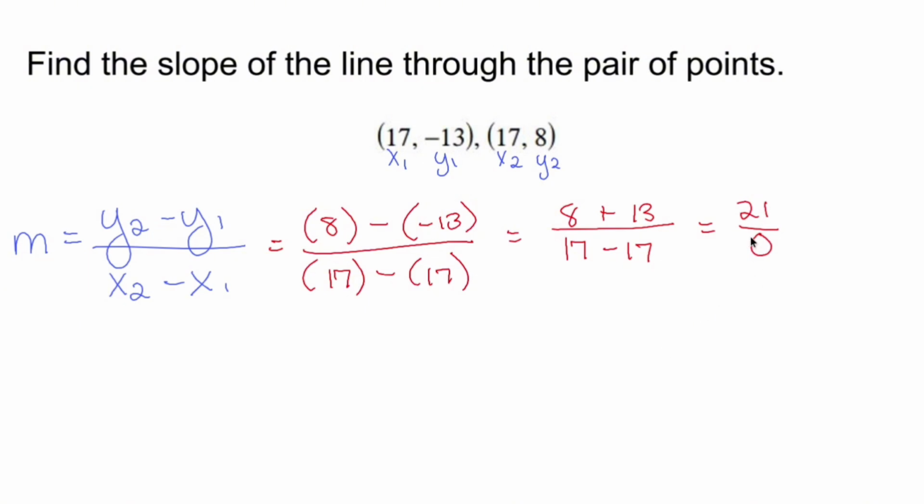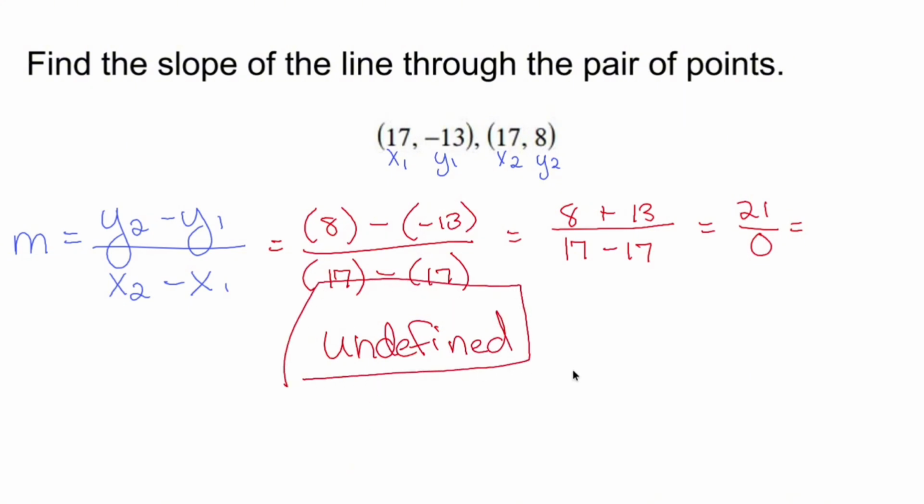Now, this is a problem. You're not allowed to divide by 0 at all. And when that's the case, you get undefined. So my slope here is an undefined slope. Now again, I said I knew this would happen. Good job drawing the box by me.